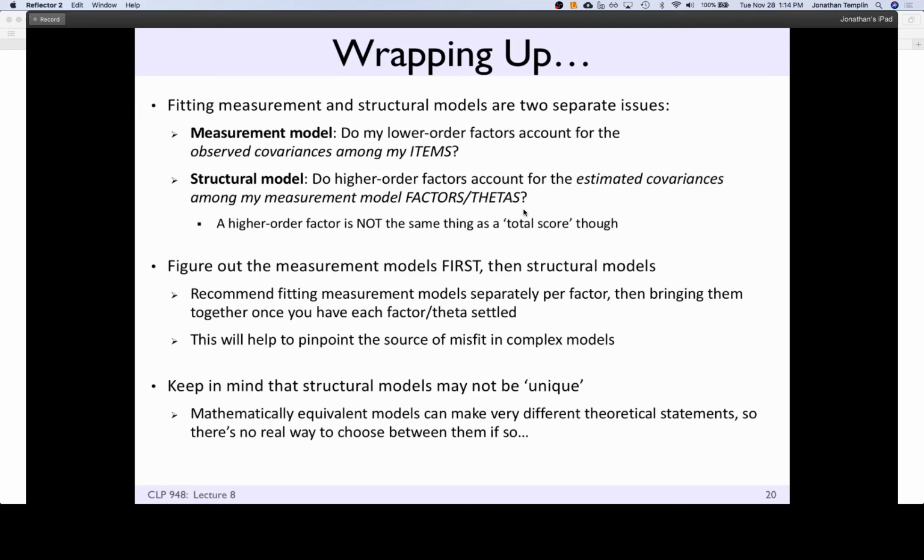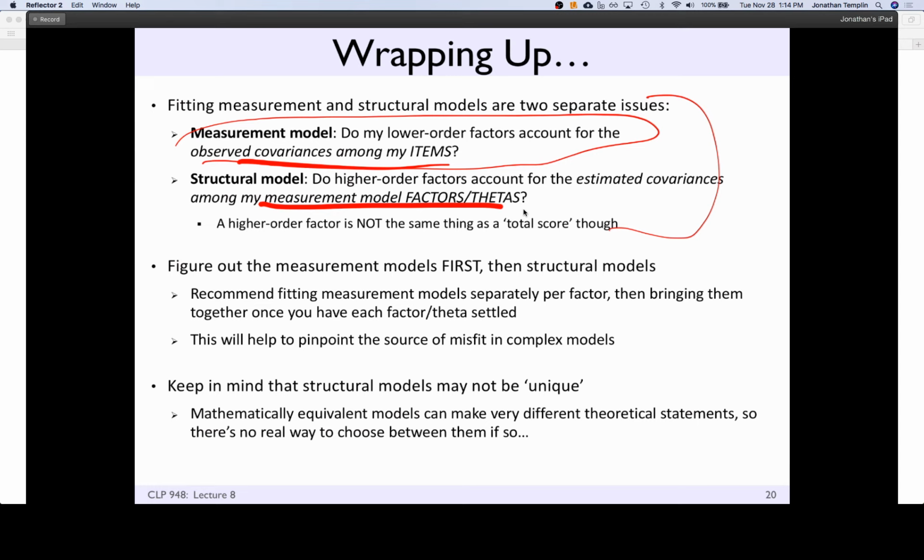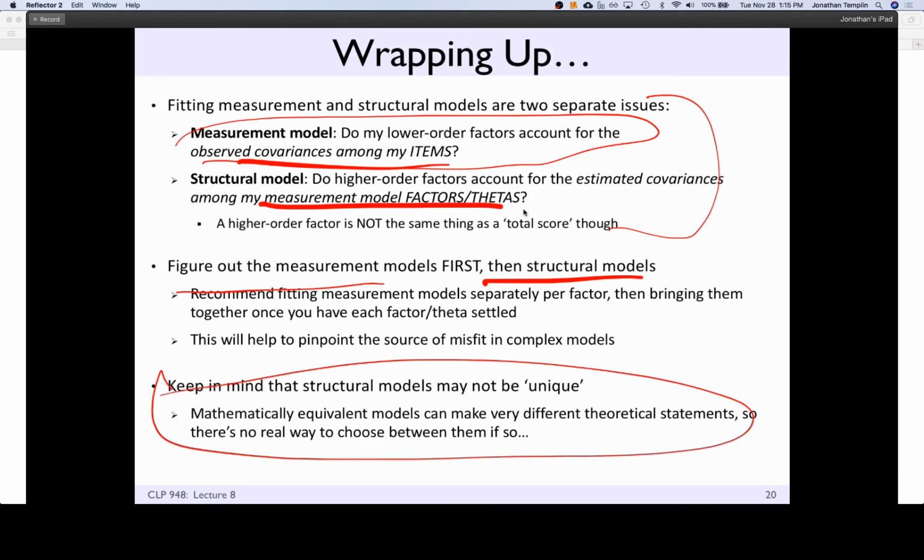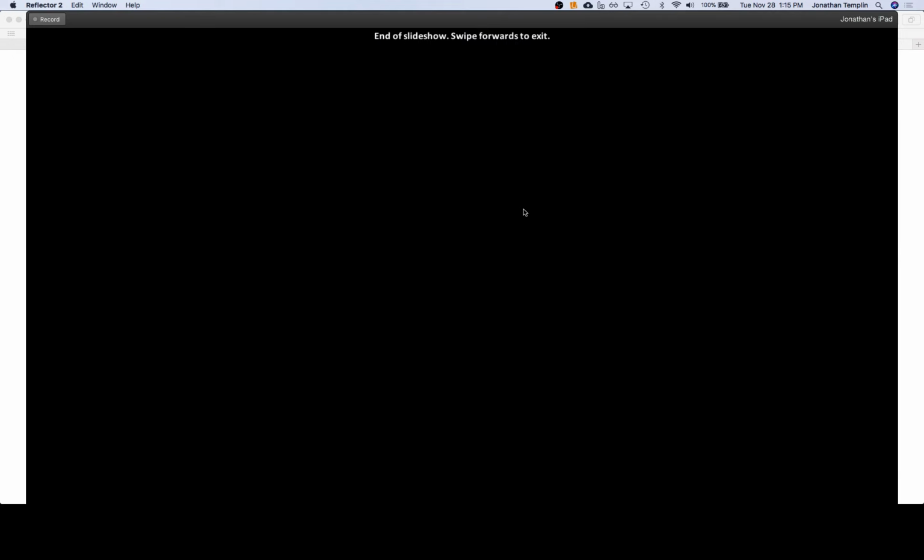So we're getting into that. The next 3 classes, we're going to talk about mediation and structural equation modeling for real. Finally. But today we talked about measurement and structural models being 2 separate things. The measurement model is for the covariances amongst the items, and the structural model is for the covariances among the latent variables. We also talked about how we need to figure out the measurement models, then do the structural models, and then we need to figure out whether or not things are unique. So that's it. Hooray! Right on time.